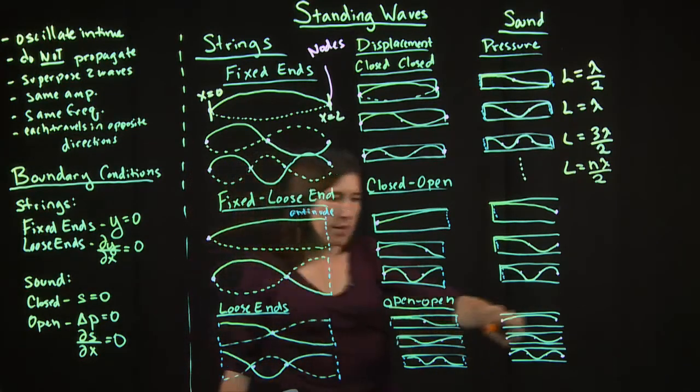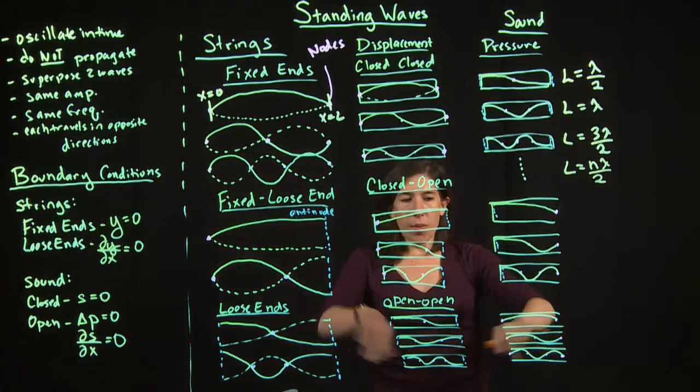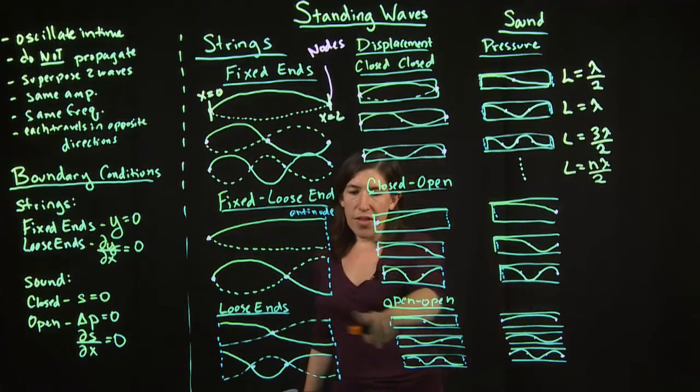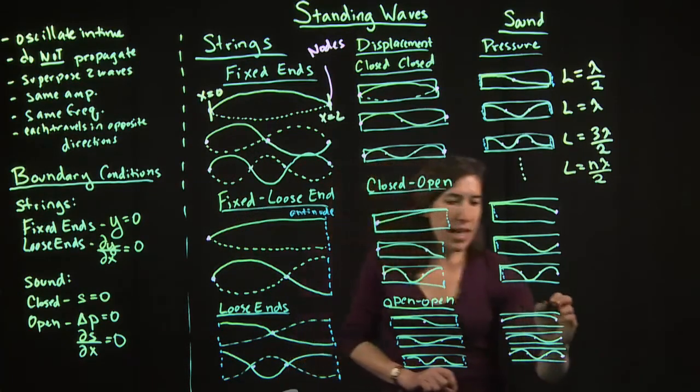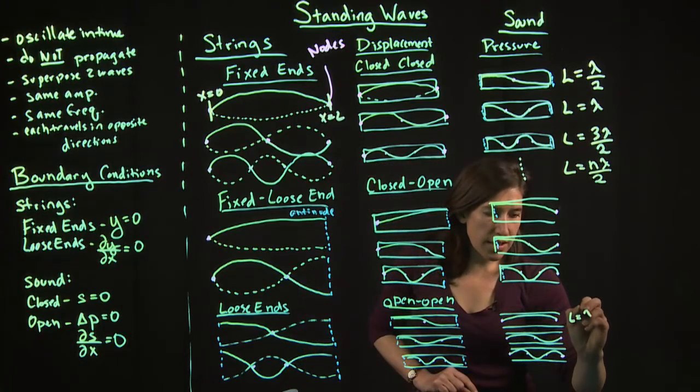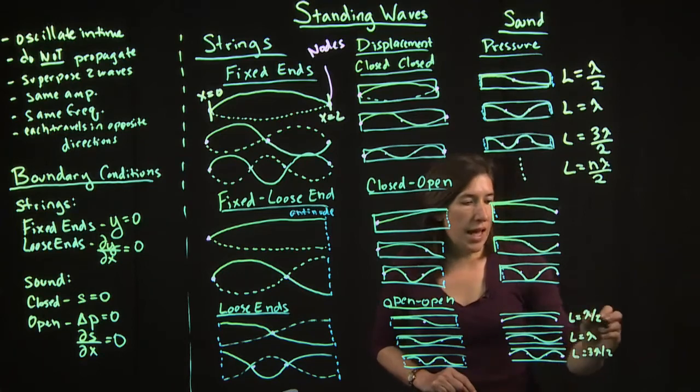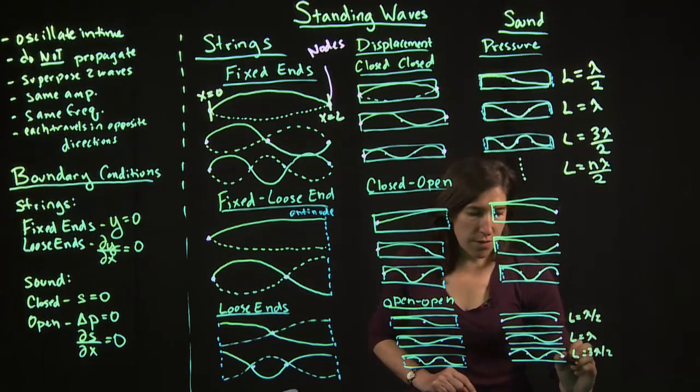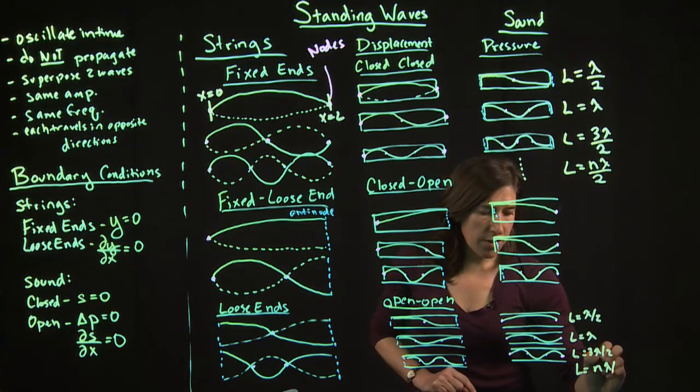Now it turns out, maybe I'll just skip ahead to these open boundary conditions, that this all looks exactly the same. So the first one is lambda over 2, the second one is lambda, and the third one is 3 lambda over 2. So again, we have the same general expression, which I barely have room for, which is L equals N lambda over 2.